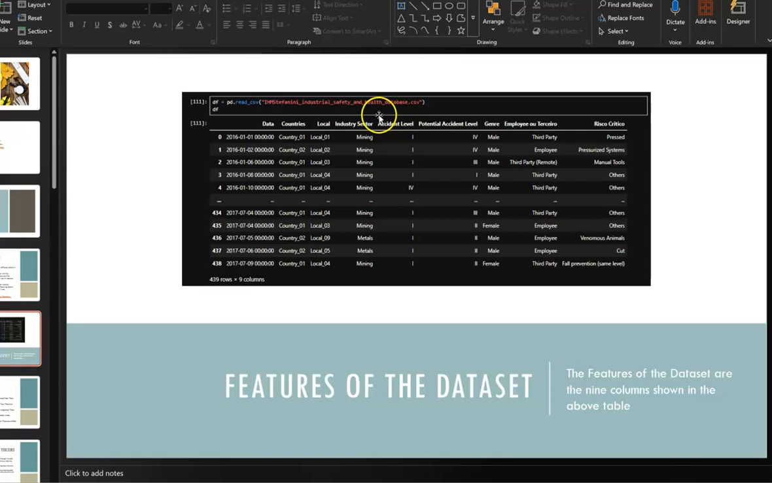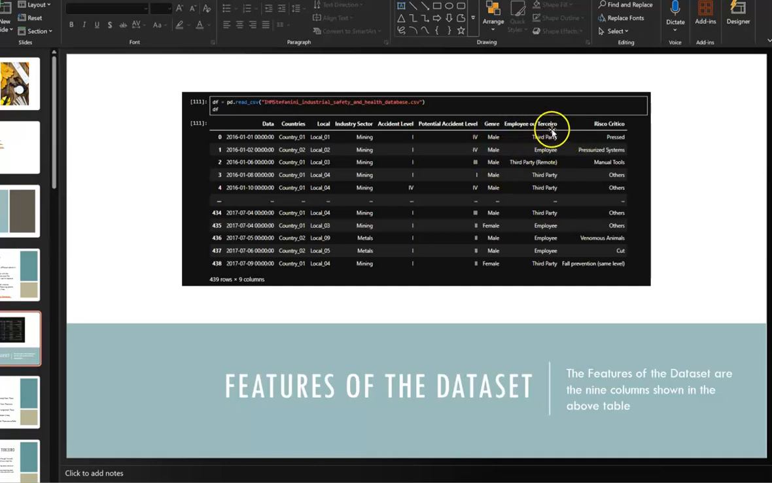The accident level is how severe the incident was. 1 is the least, and 5 would be the max, and the potential accident level would be the worst case scenario if the accident that took place ended up being really bad. For instance, this person in this country, in this plant, in this sector of the industry, got into a very minor accident, but it could have been very bad, and he could have lost an arm, something like that. The genre is the gender or the sex of the employee.